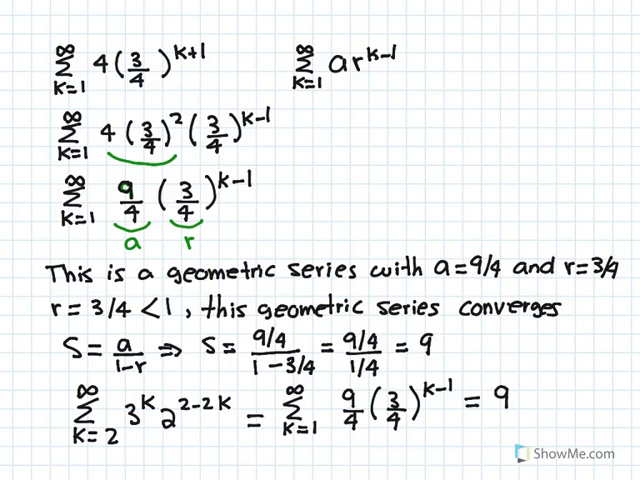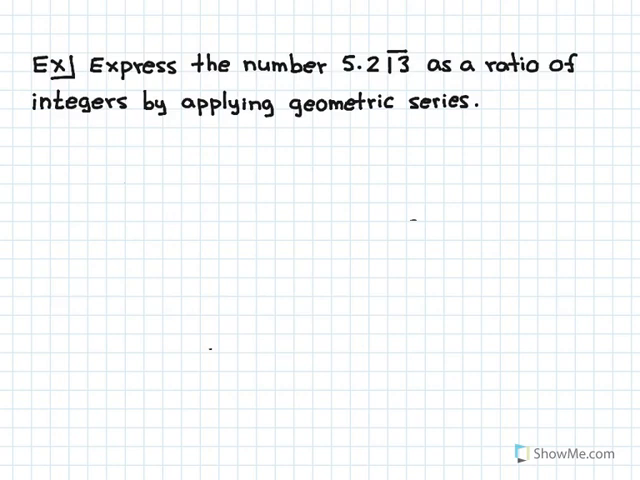The sum is 9. All right, let's look at another example. Here we have expressed the number 5.213, where the 1, 3 repeats itself, as a ratio of integers by applying geometric series. So let's expand out this repeating decimal. So we have 5.213, 1, 3, 1, 3, and the 1, 3 just repeats.